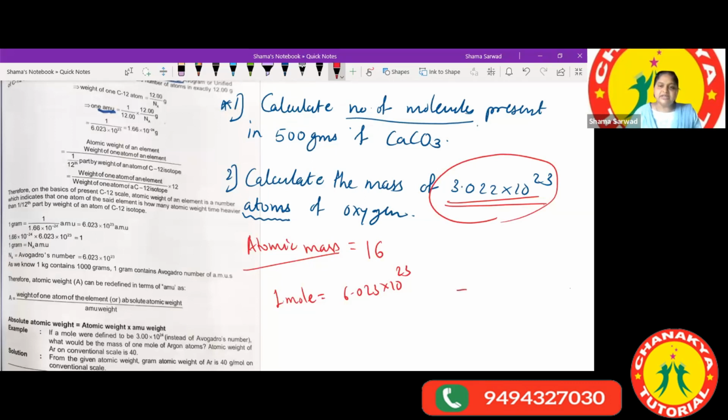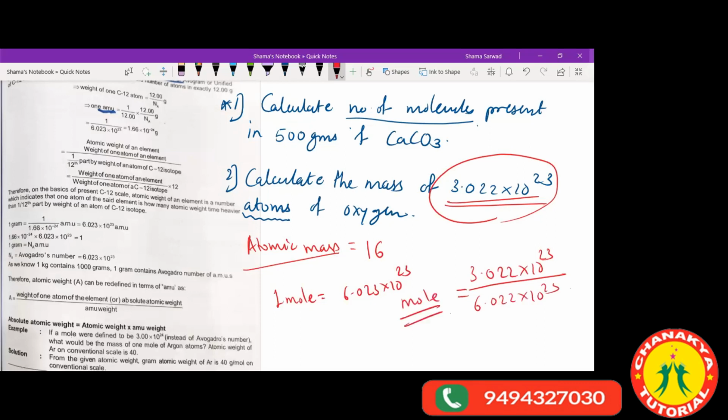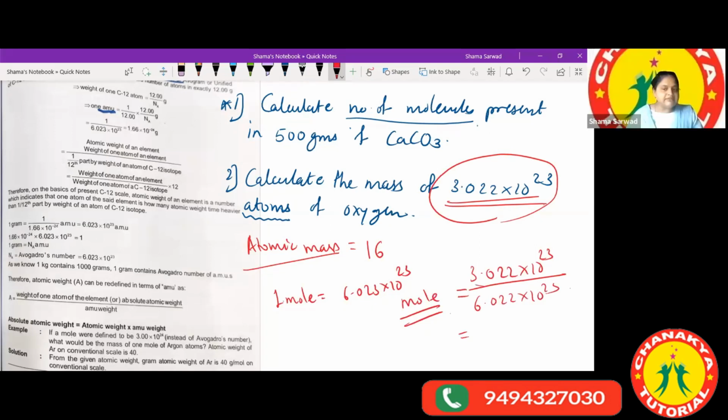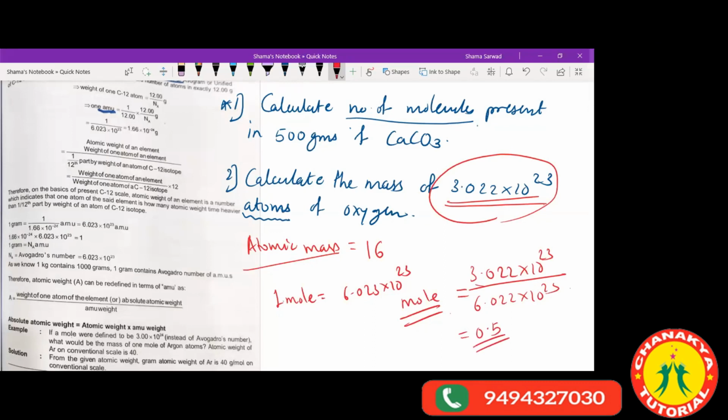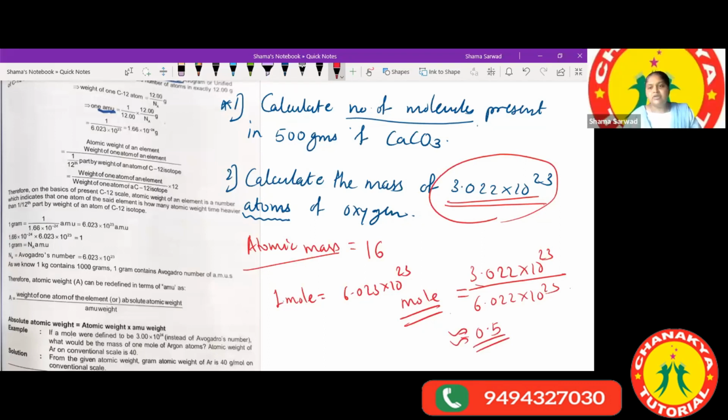Moles of the substance is equal to the given number of particles, 3.022 into 10 raised to 23, divided by Avogadro's number, 6.022 into 10 raised to 23. That is equal to 1/2, 0.5 approximately, correct? Yes, 0.5 mole. So 1 mole is equal to 16 gram.